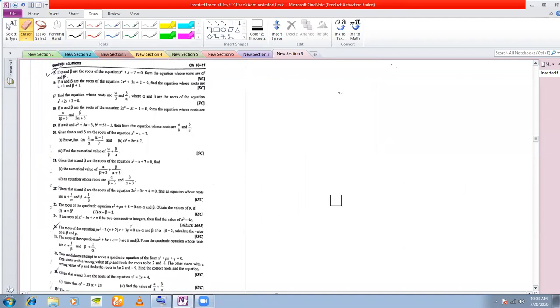See the next one. If alpha and beta are the roots of the equation, find the equation whose roots are alpha plus 1 and beta plus 1. This is the easiest actually. The given equation is 2x square plus 3x plus 2 equal to 0, and alpha and beta are the roots of the equation. You can write the sum of the roots, alpha plus beta, as minus 3 by 2, and alpha beta as 2 by 2, which is 1.